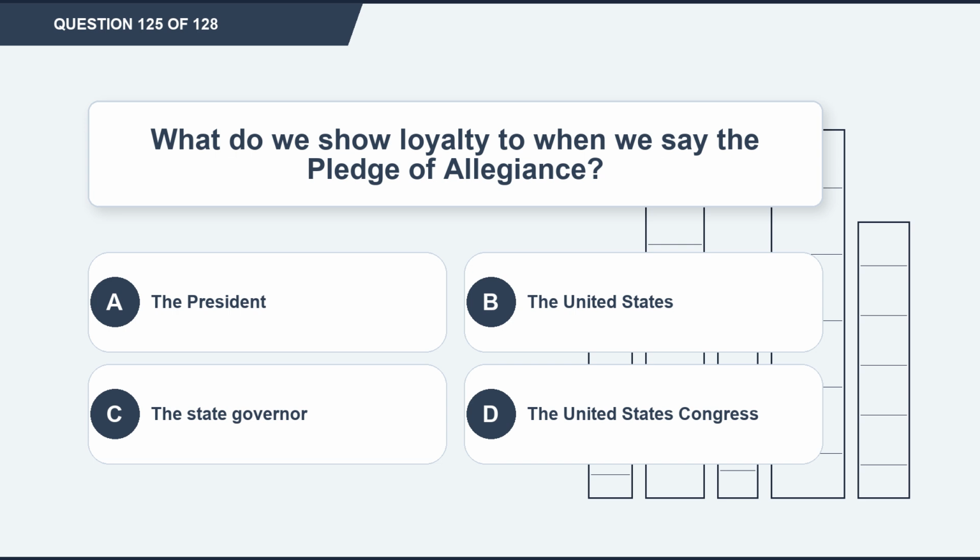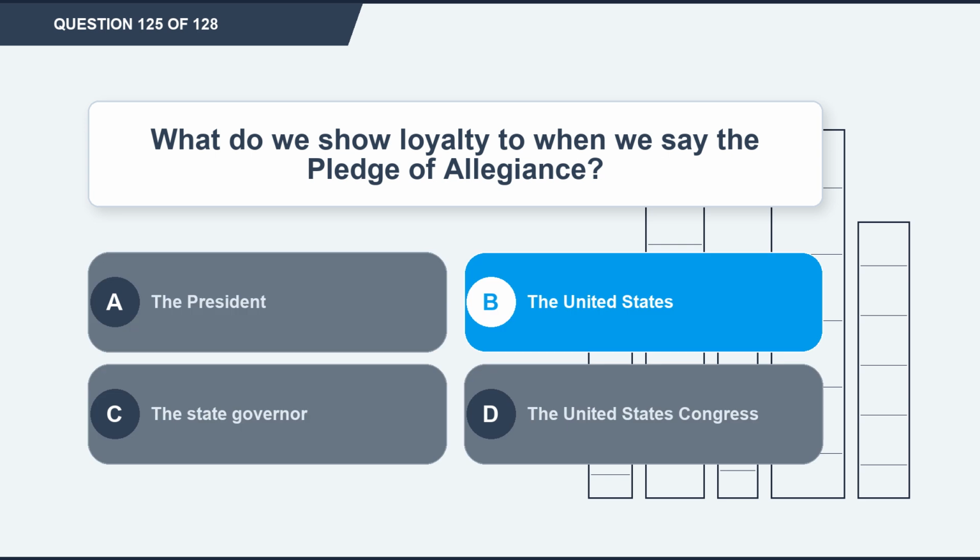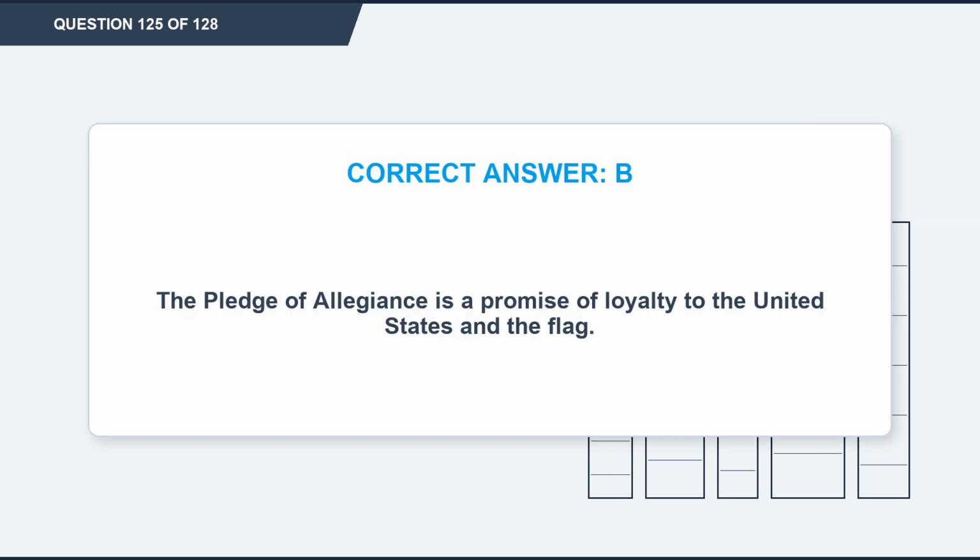Question 125. What do we show loyalty to when we say the Pledge of Allegiance? Option A, the President. Option B, the United States. Option C, the State Governor. Option D, the United States Congress. The correct answer is option B, the United States. Explanation. The Pledge of Allegiance is a promise of loyalty to the United States and the flag.